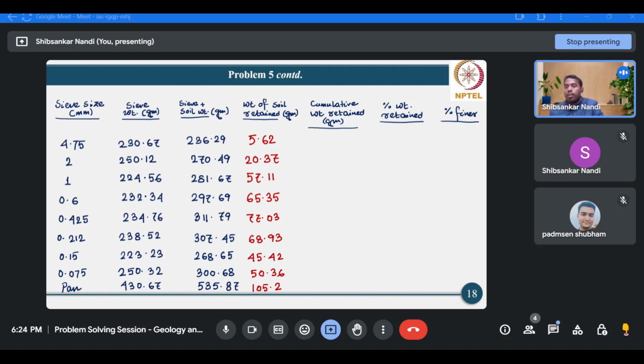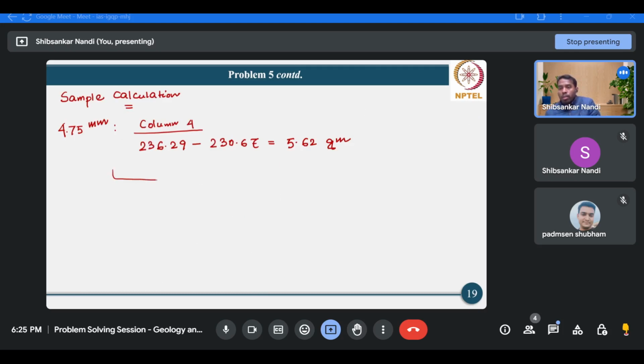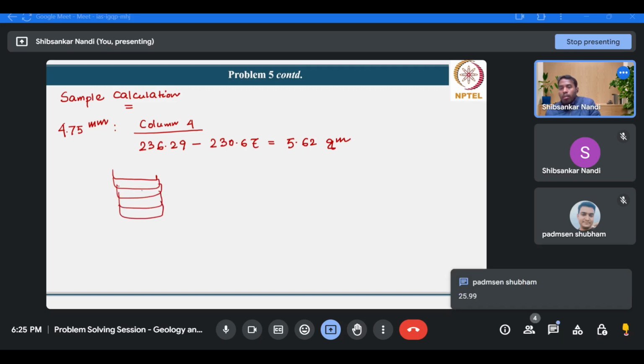Suppose you consider the sieve size of 4.75 mm. Before this sieve size there is no coarser sieve size considered, at least for this problem. So the cumulative component will be simply 5.62. Now if we come to the second sieve size, that is 2 mm, before 2 mm there is another coarser fraction. As you know, when sieve analysis is performed, there is a stacking of sieves, a series of sieves stacked one by one. The top one is the coarser fraction, and the finer sieves are stacked toward the bottom of the series.